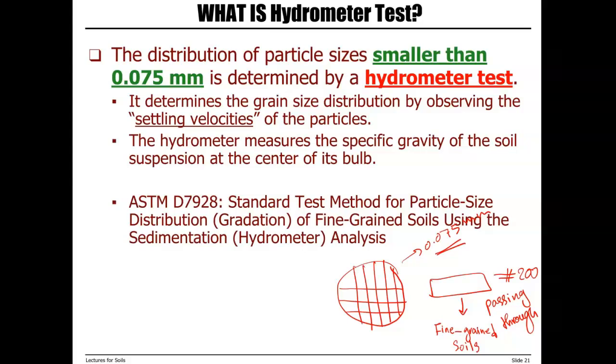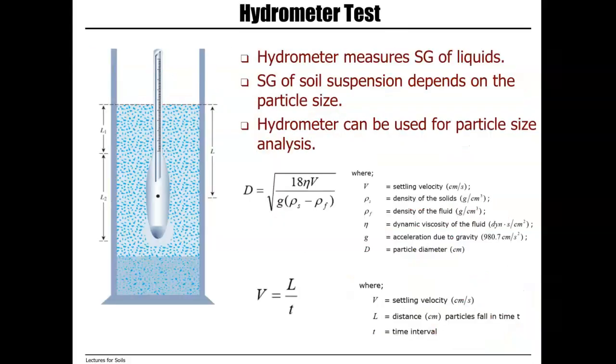Instead, we use a test called hydrometer test. Hydrometer test determines the grain size distribution by observing the settling velocity of particles. The hydrometer measures the specific gravity of soil suspension at the center of its bulb. Again, we have another ASTM that can be used to perform hydrometer tests.